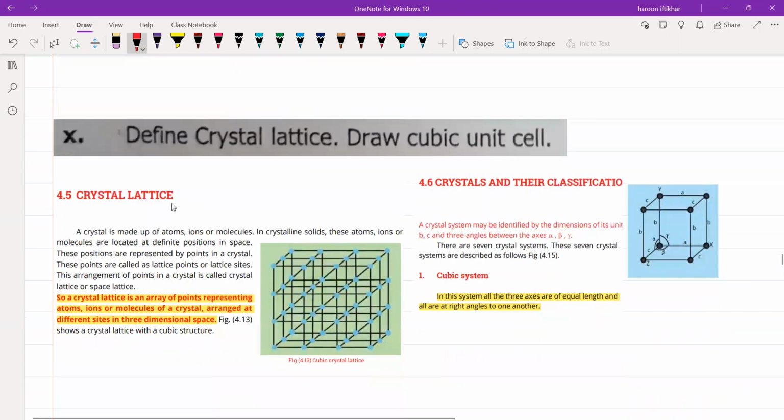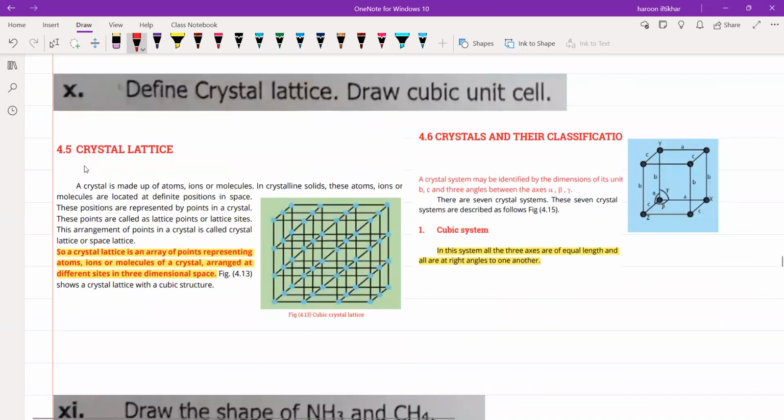Okay, define crystal lattice, draw a cubic unit cell. It is in front of you. Crystal lattice is actually the array of points representing atoms, ions, or molecules of a crystal arranged at different sites in three-dimensional space. So this is crystal lattice, and in a cubic system we have all the axes a = b = c. All the sides are equal. All the angles are equal: alpha = beta = gamma = 90 degrees. So they are asking two questions. The top one is for 4.5 and the second is for 4.6. So both are mentioned here.